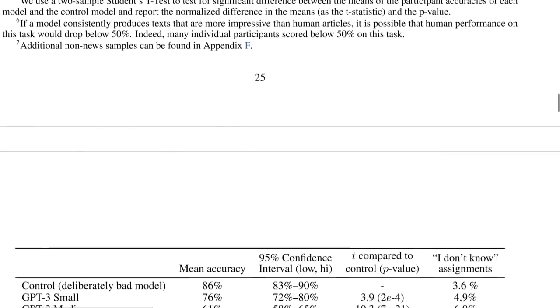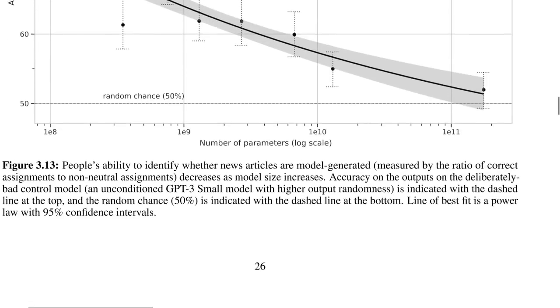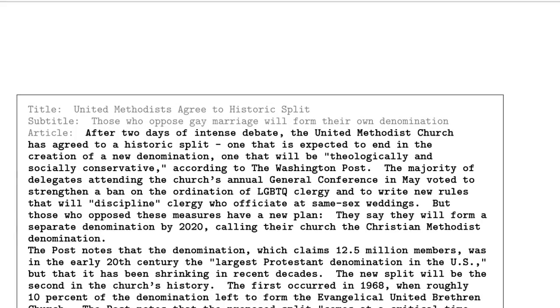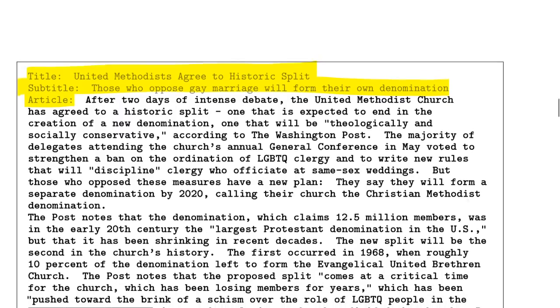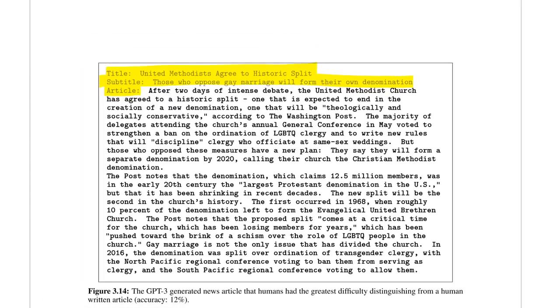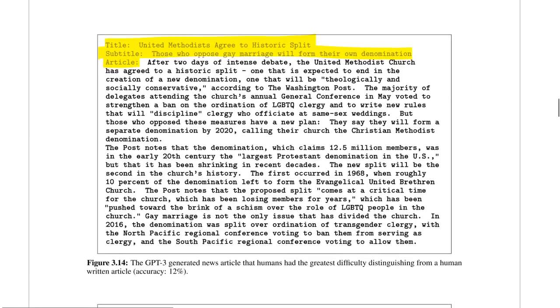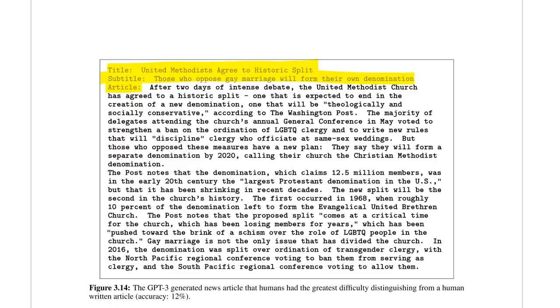So what they do is they have some examples right here. They give the model the following input: the title, the subtitle of an article, and then this word "Article". And the model is supposed to complete the rest of the article right here. And you can also do this in a few-shot setting, such that if you give it a few examples, the model knows it is supposed to produce a news article, right?